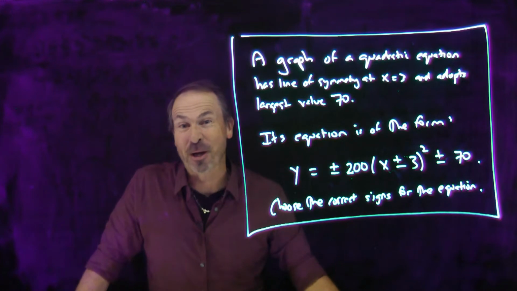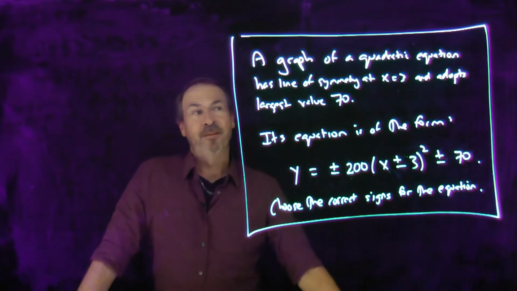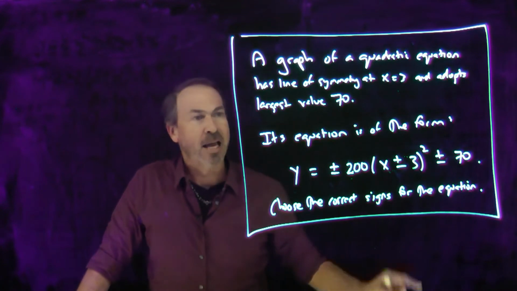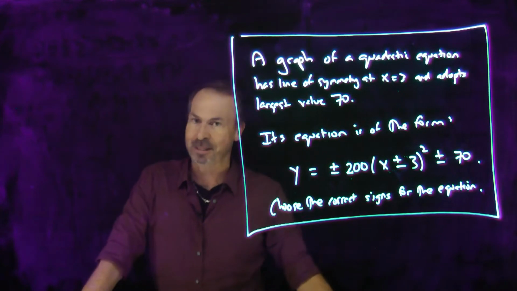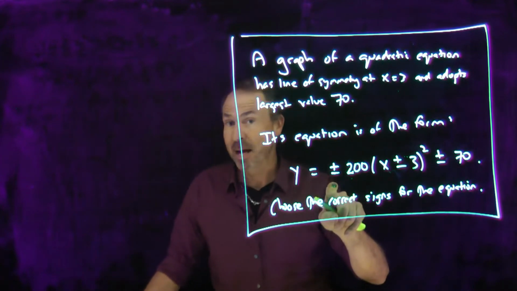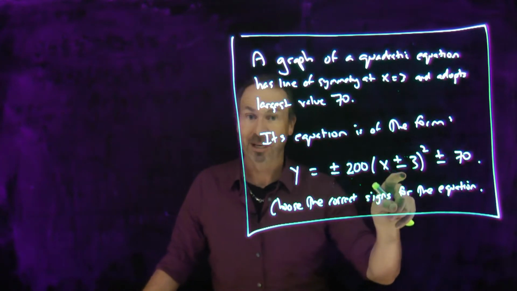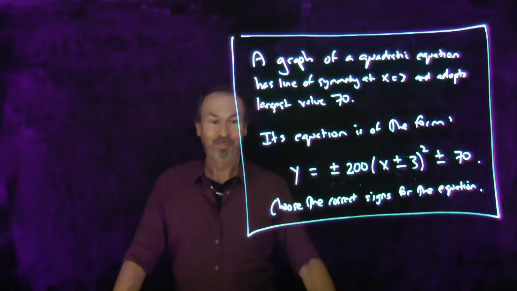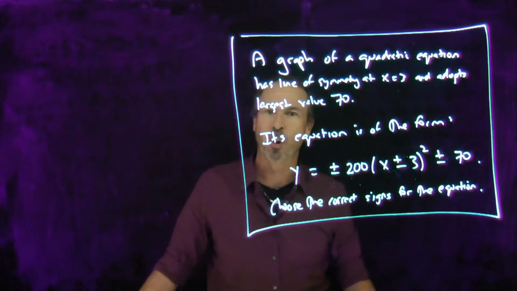Okay, here's a very strange question. A graph of a quadratic equation has line of symmetry at x equals 3 and adopts the largest value of 70. Its equation is of the form y equals plus or minus 200 (x plus or minus 3) all squared, plus or minus 70. Please choose the correct signs for the equation.